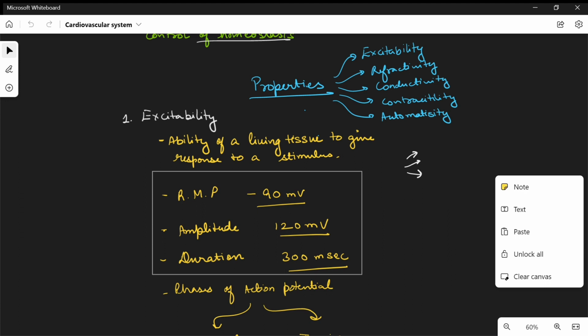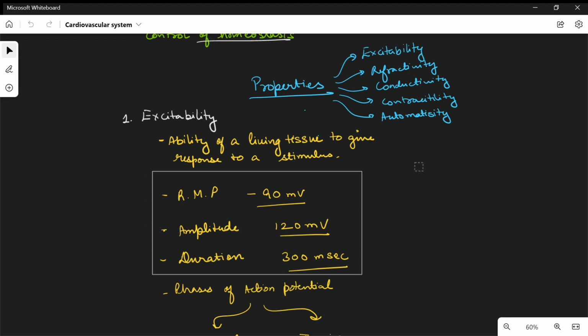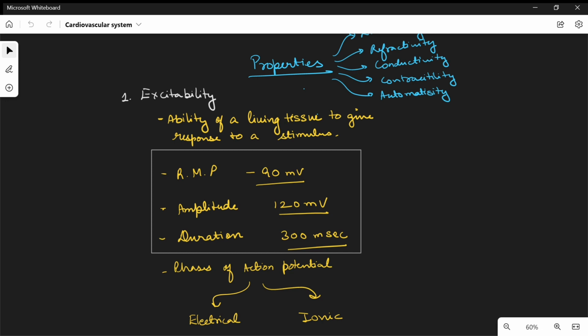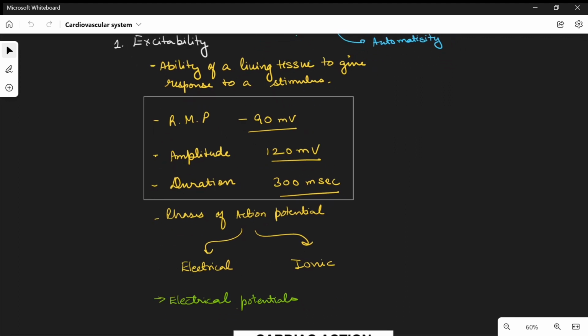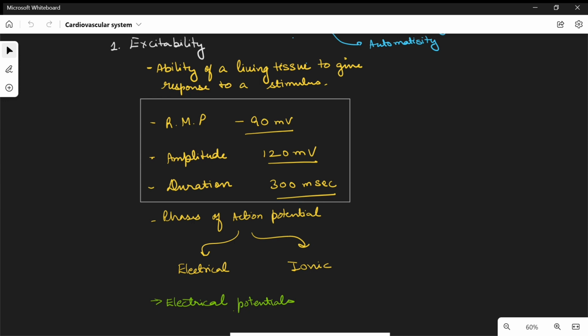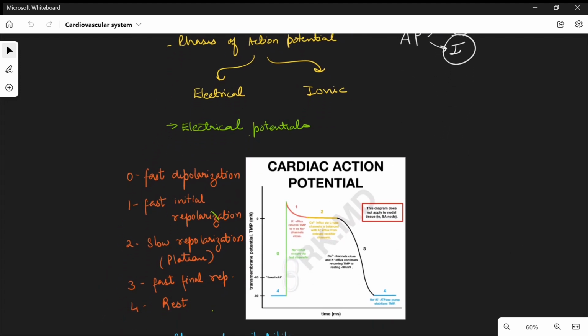The name itself tells: to excite something. So here these values are important to learn. Resting membrane potential's value is minus 90 millivolt. Amplitude is 120 mV. Duration is 300 millisecond. Now there are two phases of action potential. It can be described through electrical or ionic aspects. We are going to discuss both topics.